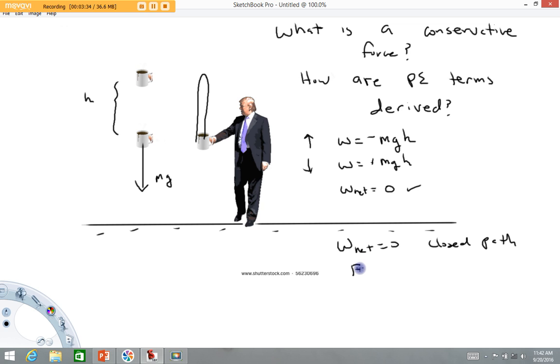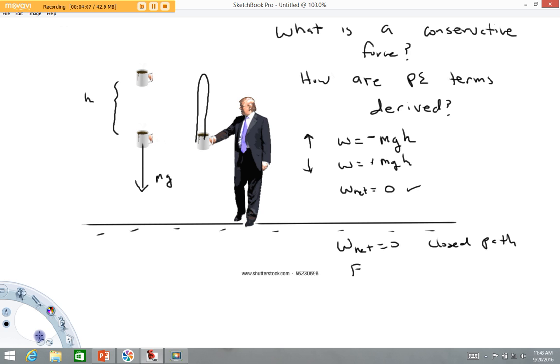So this is what I mean by closed path. If you start and you end at the same point, so this cup started here, went up, came back down, ended at the same point, that's what I mean by closed path. This was a one-dimensional example, but it doesn't have to be. Had the cup did anything like this, crazily, as long as it ends up back at the same spot, the net work done by gravity will in fact be 0, and that's one of the mathematical properties that makes gravity a conservative force.